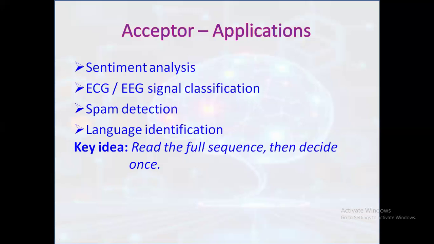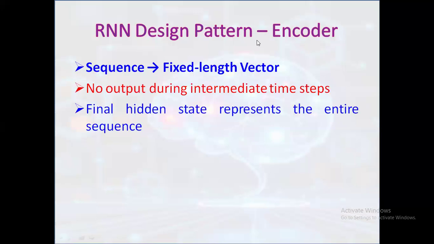Next type is the RNN design pattern encoder. Here the sequence becomes a fixed length vector. The encoder pattern transforms the variable length input sequence into a fixed dimensional vector representation. There is no output during the intermediate steps; unlike the transducer, the encoder does not generate output at each time step. It focuses solely on building an internal representation, and the final hidden state represents the entire sequence. The final hidden state captures the semantic or temporal information of the entire input sequence.